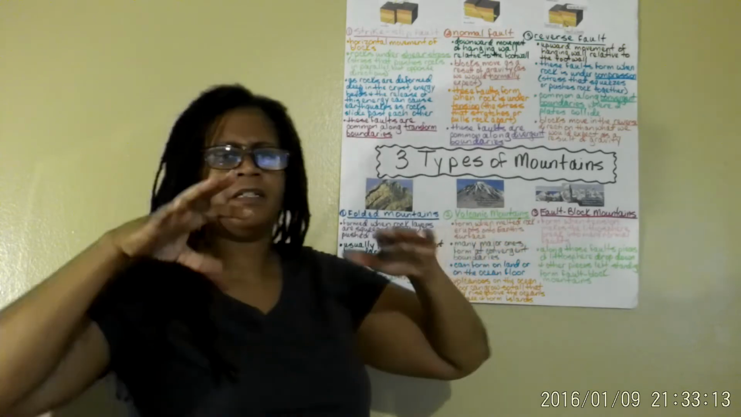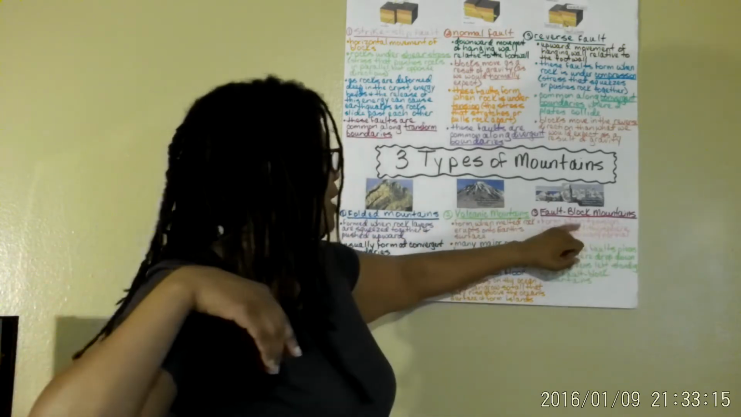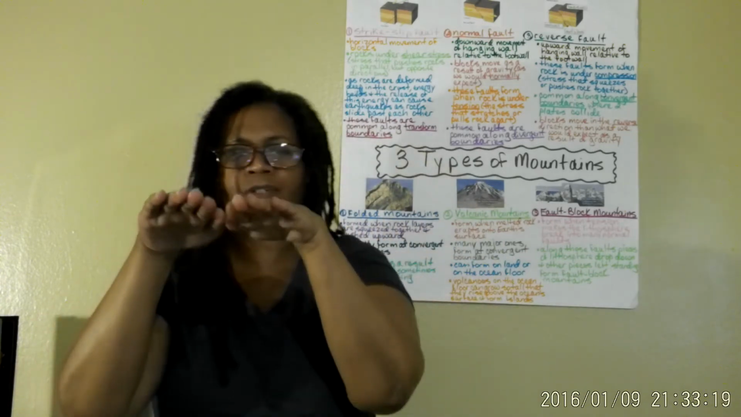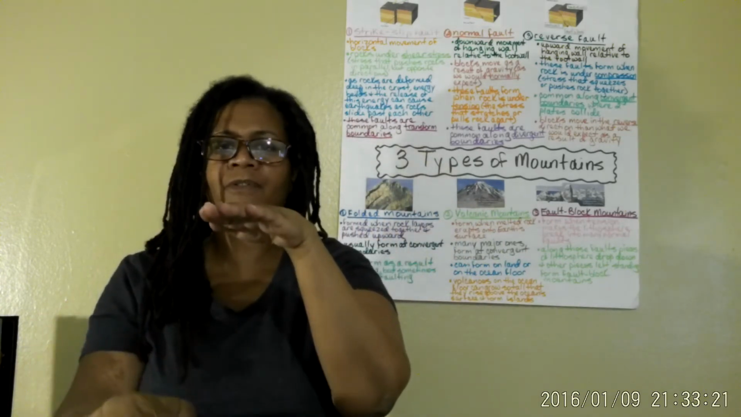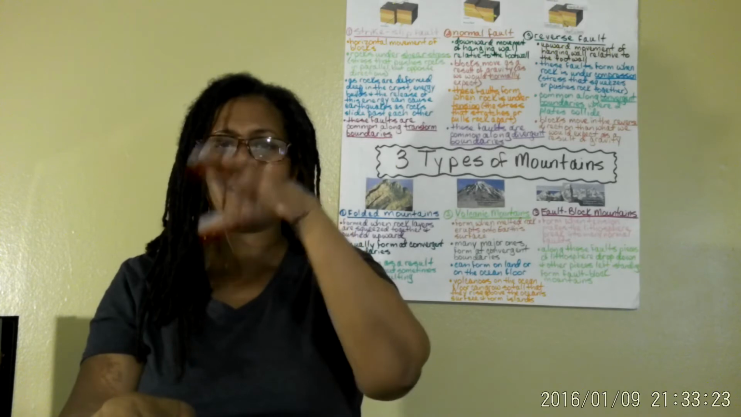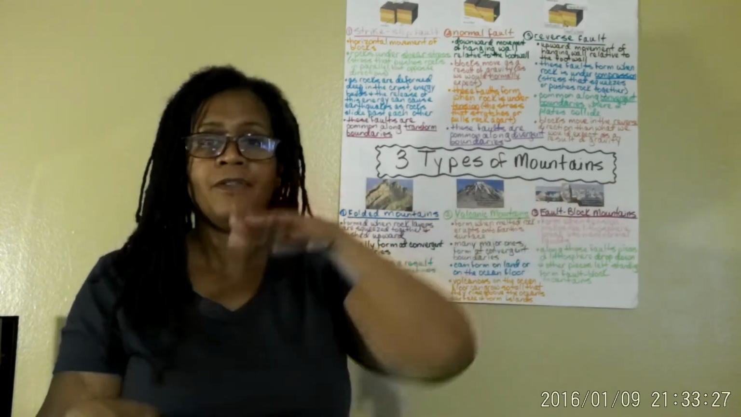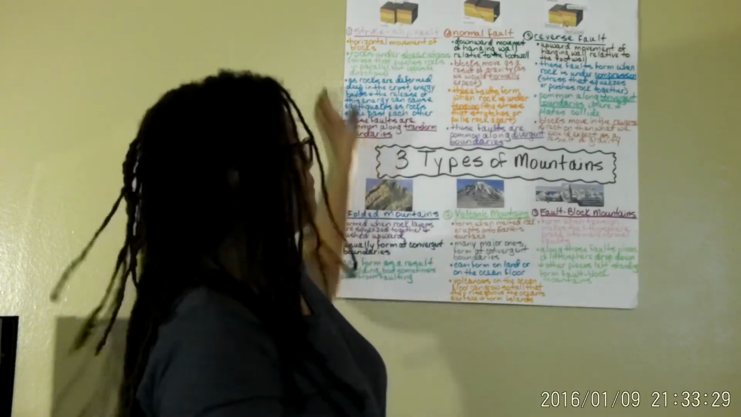It's when the breaks occur, okay? And then let's say they're sitting level, but then this one falls. And now this one is left standing. And then this is what creates the fault block mountains, okay?